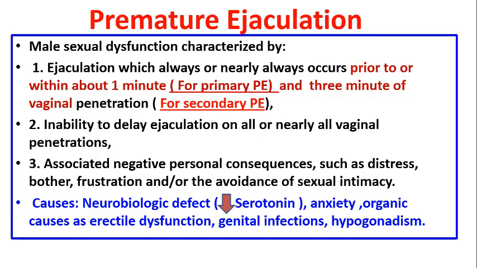The causes of premature ejaculation are many, but the most important cause in primary premature ejaculation is a neurobiological defect in the brain characterized by decreased serotonin or anxiety. Organic causes, especially in secondary premature ejaculation, may include erectile dysfunction, genital infections, and hypogonadism.